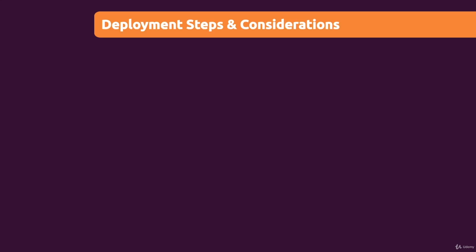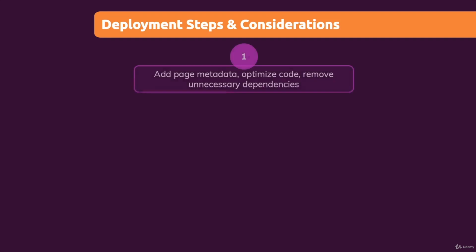So now that we know how we can build our site and what the implications are, let's take a look at general deployment steps and considerations, no matter how you will build your site. The first step should always be that you double check all your pages. You make sure you added all the head metadata to all your pages, titles, descriptions, whatever else you might need.